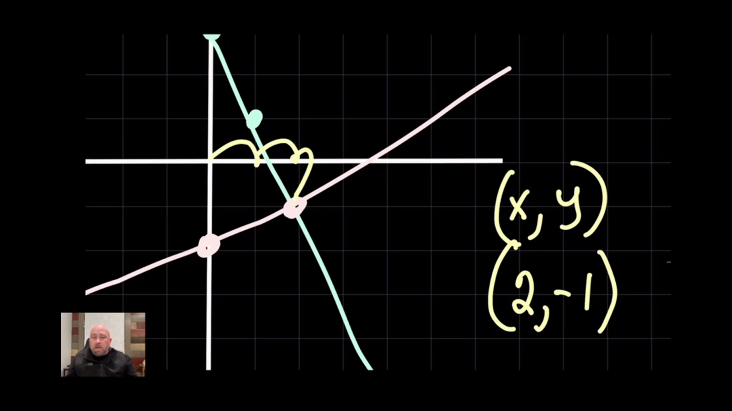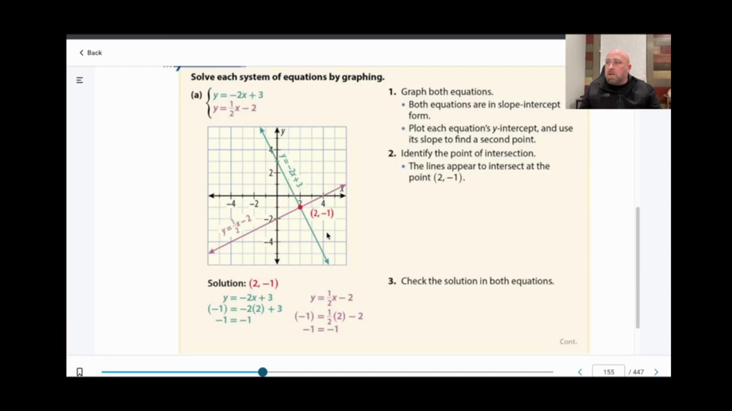Okay. If we go back over here to the book, we're going to check our solution. And we have basically the same graph that they do. Here's our green line, and here is our pink line, and the solution is 2 comma -1. Okay, how did we do that? All we did was graph it by slope intercept. We just figured out what the slope intercept was, and then we went through and we graphed it.